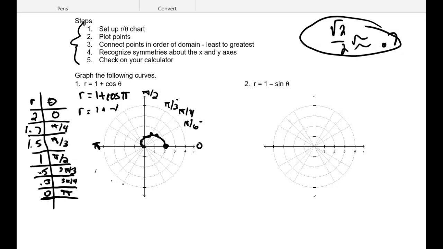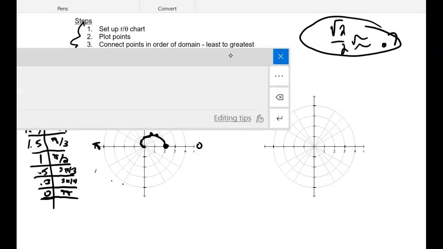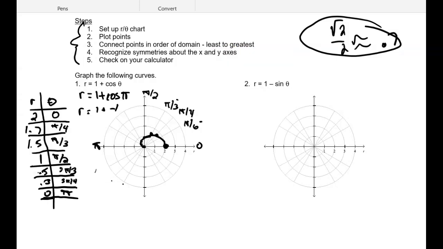We just go all the way around, but what you're going to notice at the top of the page, number 4 is a big one, where it says recognize some symmetries around the x and the y axes. That will help with our graphing a little bit, save some time so this doesn't become too tedious. What you'll want to know is that any cosine curve is going to have symmetry to the x-axis.